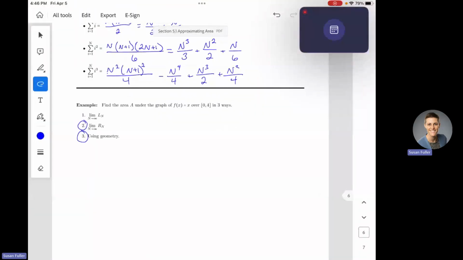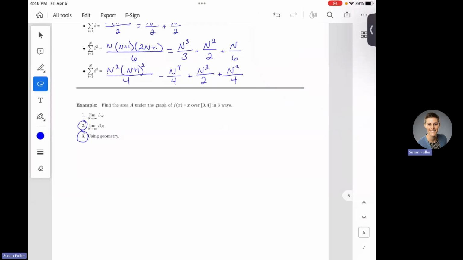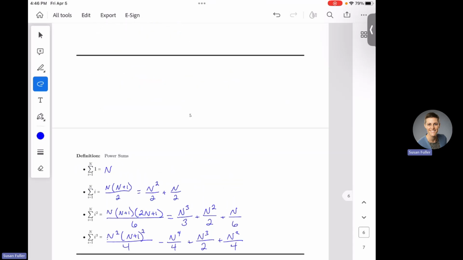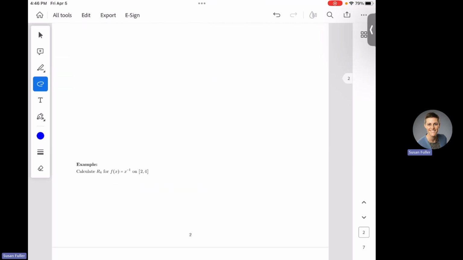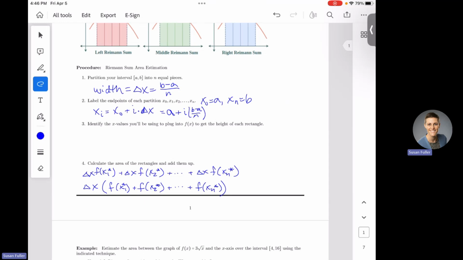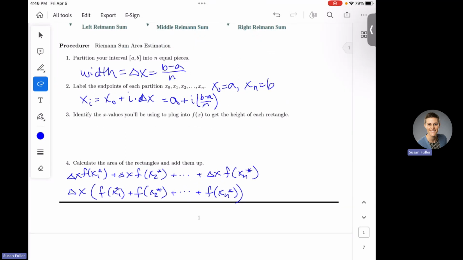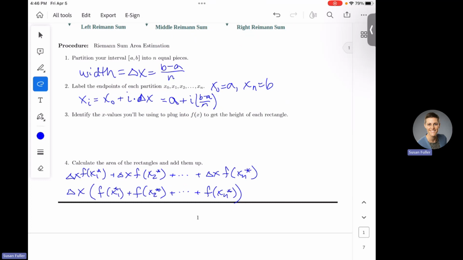Hello everyone. I just wanted to make a video for you to go through what it looks like to take the limit as n goes to infinity of our Riemann sums in summation notation. This puts together a lot of the things that we've been working on in section 5.1, and that's why I wanted to go through it with you, because it connects a lot of things. It's also going to help us figure out what's happening in the background of the things that we're going to be doing next week.